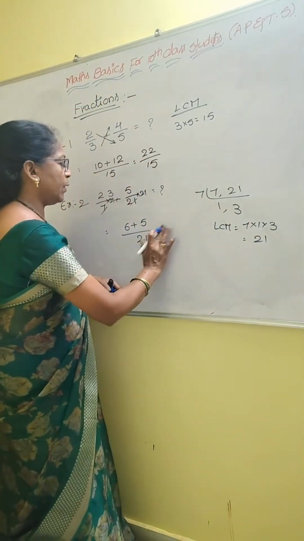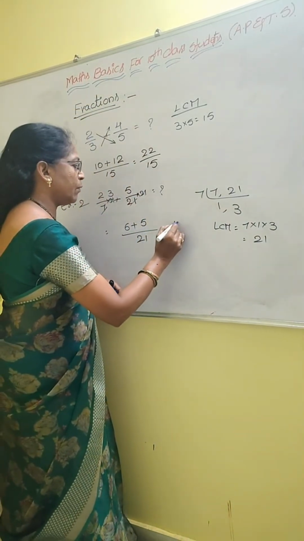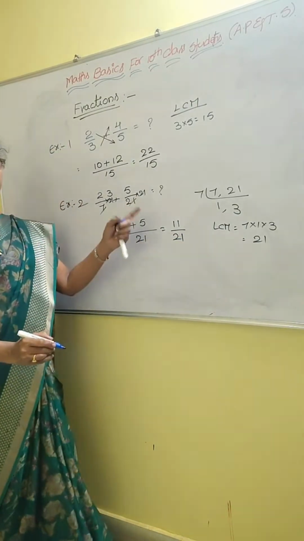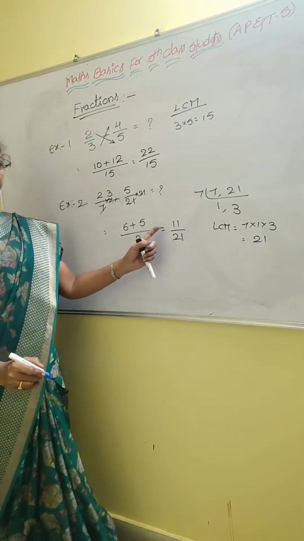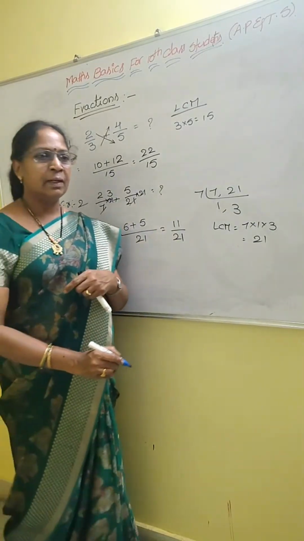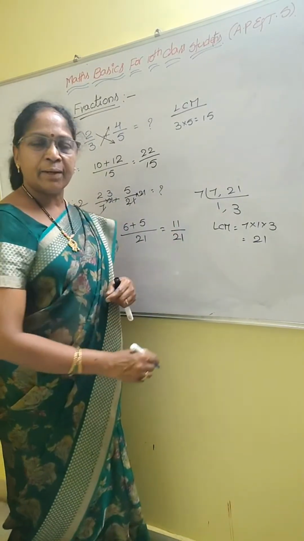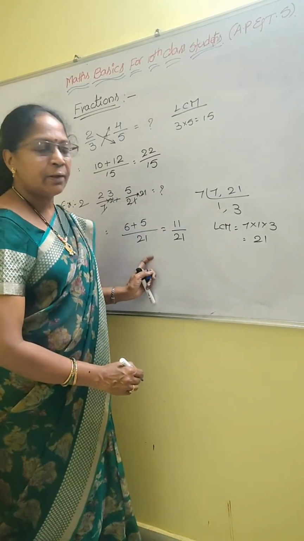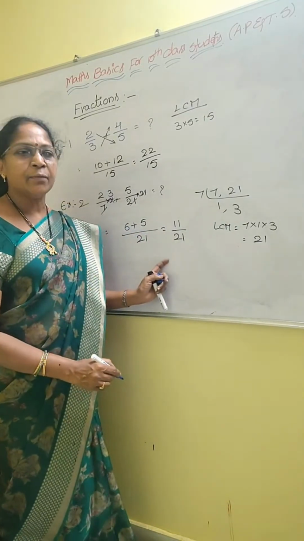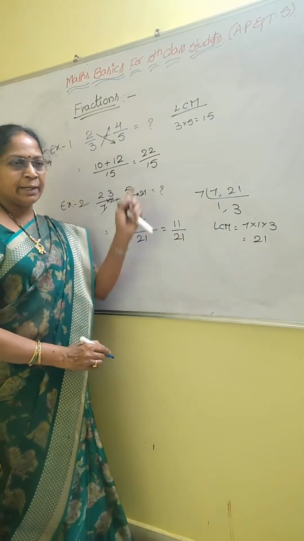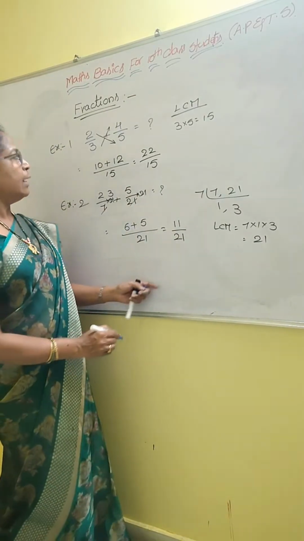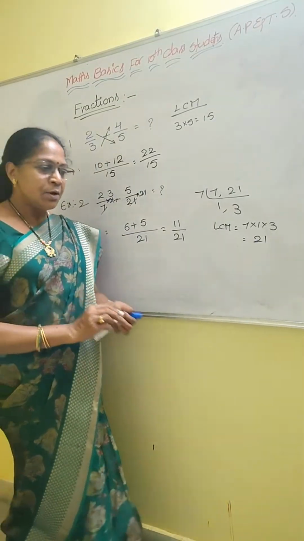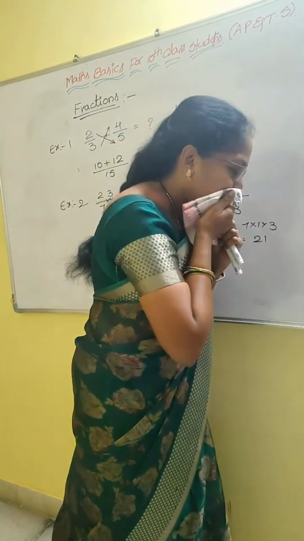Now this equals 6 plus 5, which equals 11 divided by 21. What's the value? 11 by 21. 6 plus 5 equals 11, so you are getting 11 by 21. Any doubts in this? For addition or subtraction of fractions, you should follow the same procedure.